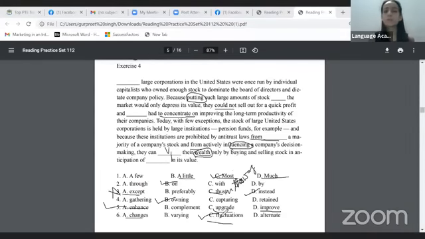Changes in the color of the paint is also a change, but that is not a fluctuation. Continuous increase and decrease in the value of something is called fluctuation. Right, so these are the answers.